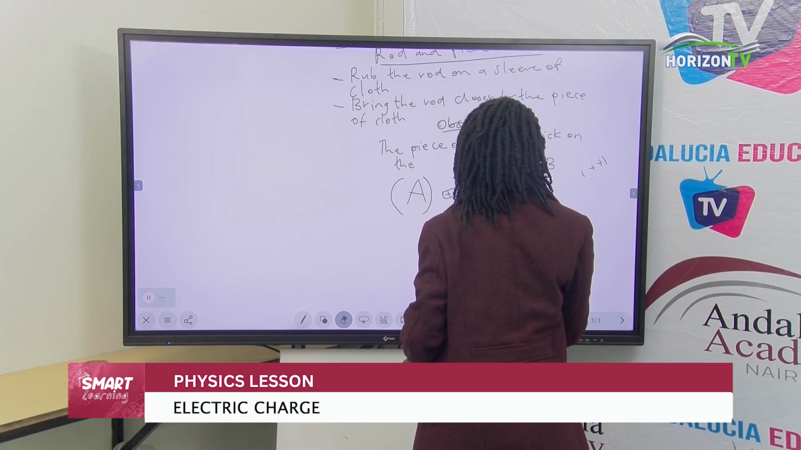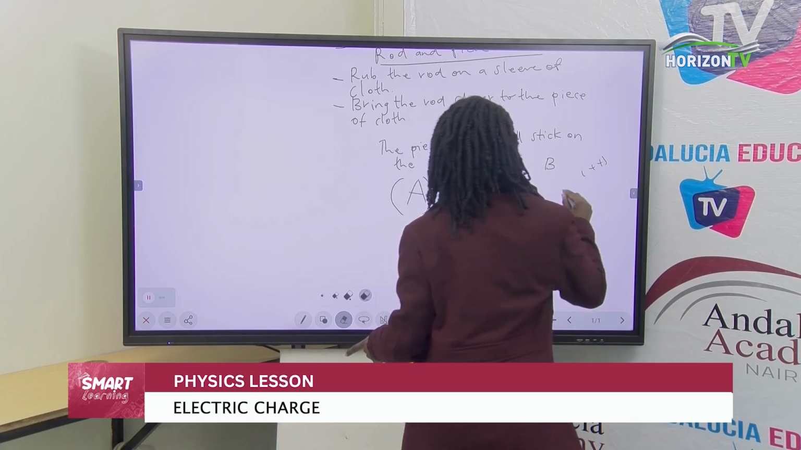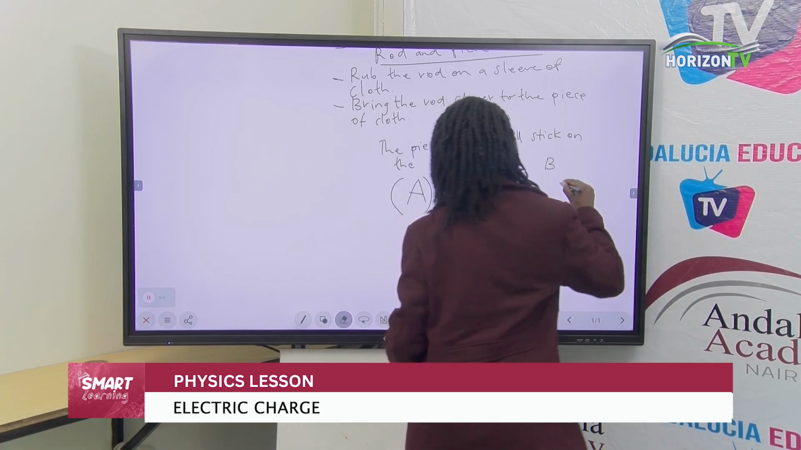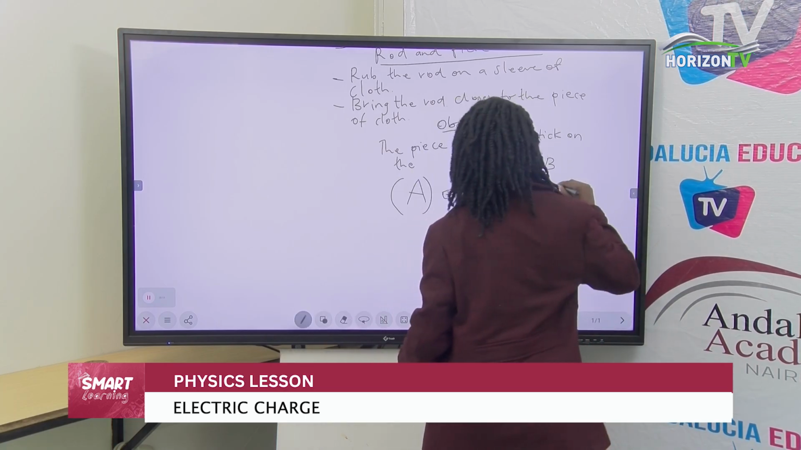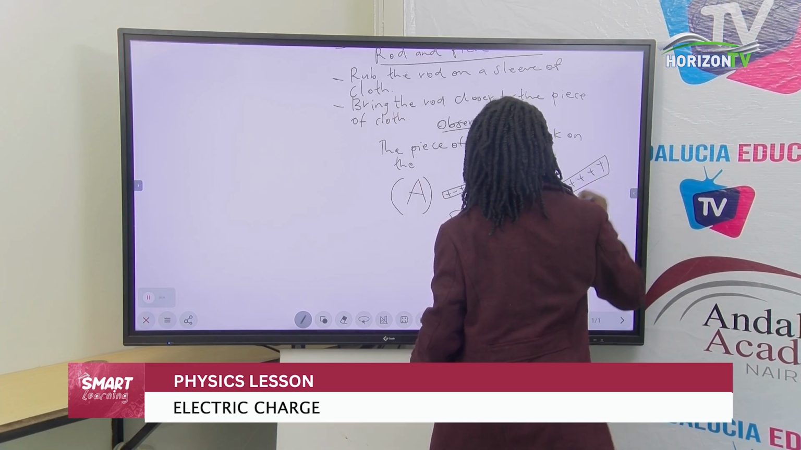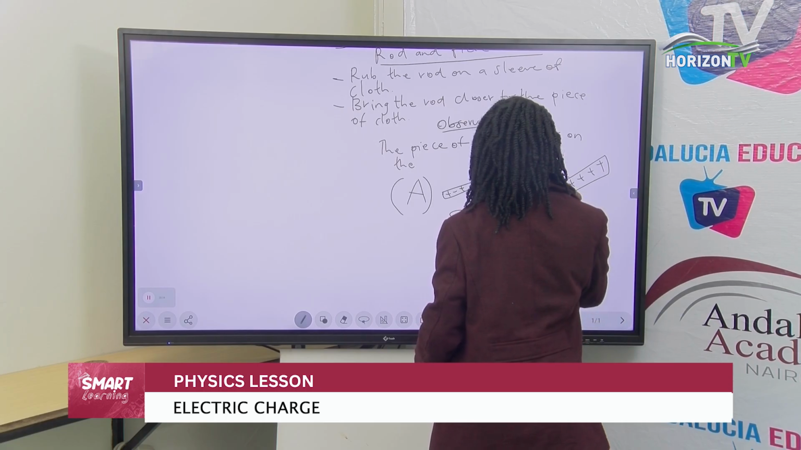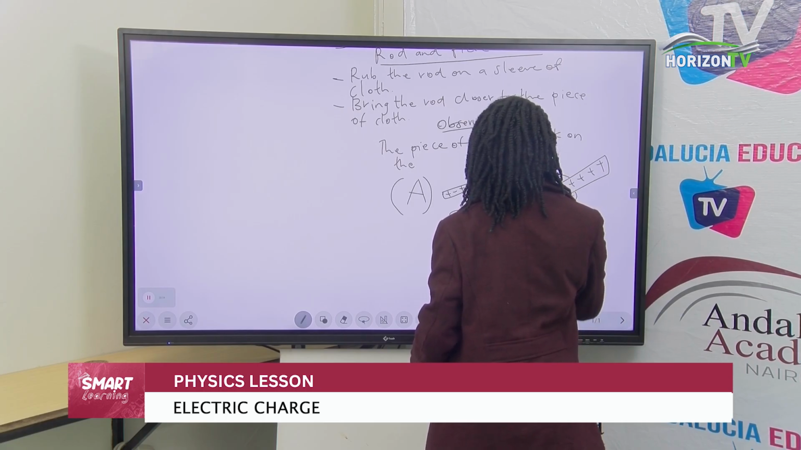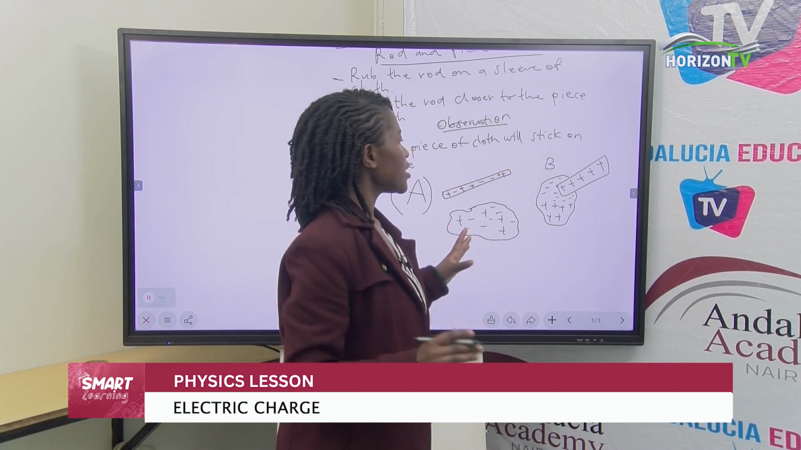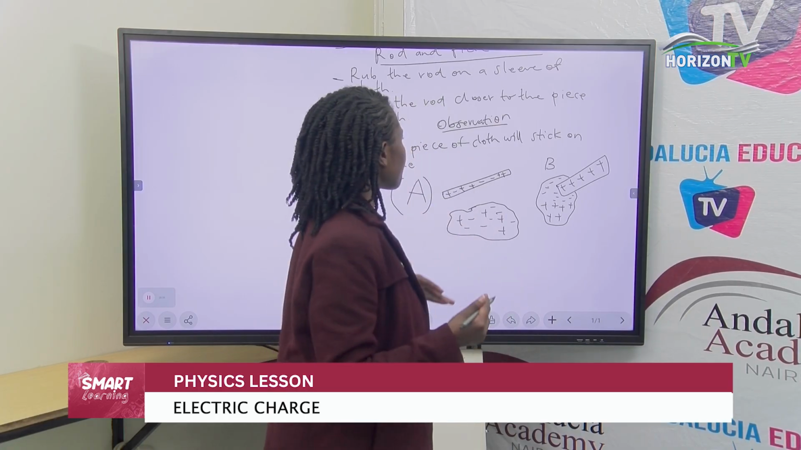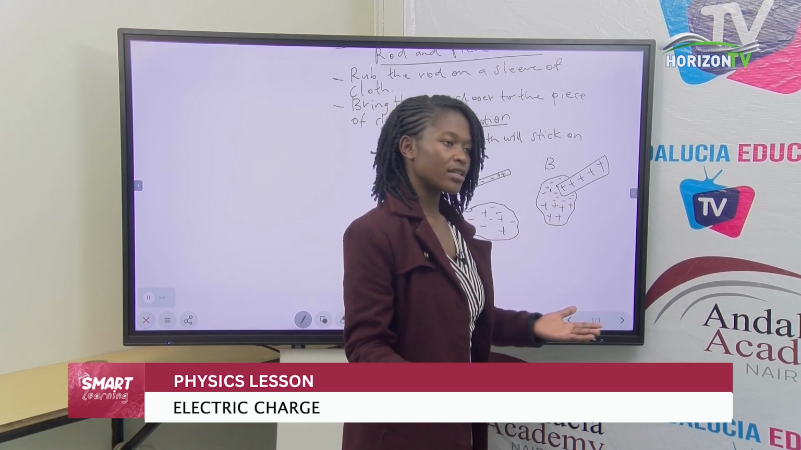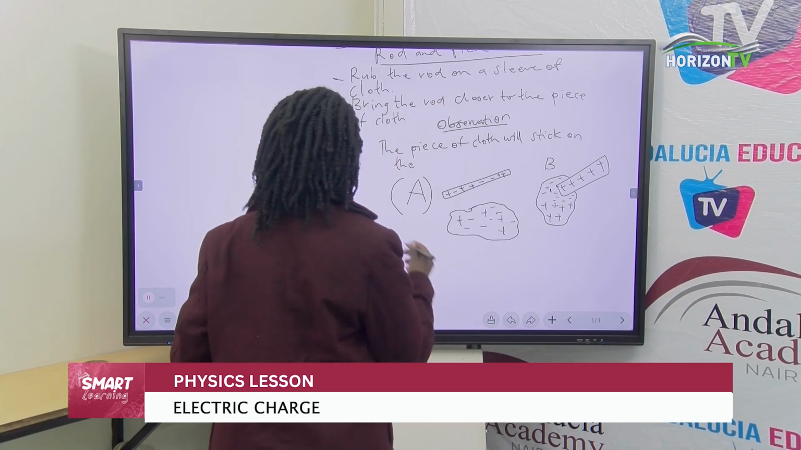Let me do some correction here. Let me redraw it well. We have our rod here. For my case I'm going to pick the positive charges, and now the negative charges are going to be attracted. Of course, the positive ones are going to repel to the other side. So what is happening here? The positively charged rod by rubbing is going to attract the negative charges on the cloth, and that is attraction.